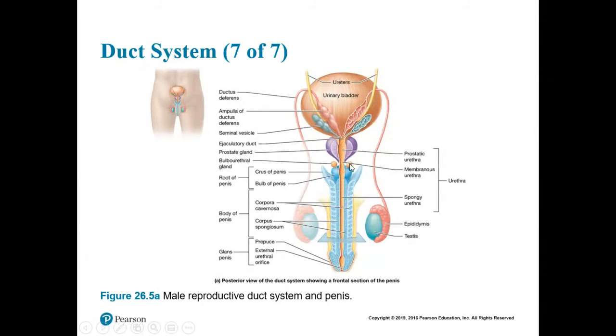There's also these bulbourethral glands right here that also contribute to secretions in the production of semen. Moving up, here's the prostate. Here's the ejaculatory duct with the seminal vesicles on both sides. Ductus deferens connecting over to the epididymis, which connects to the testes.